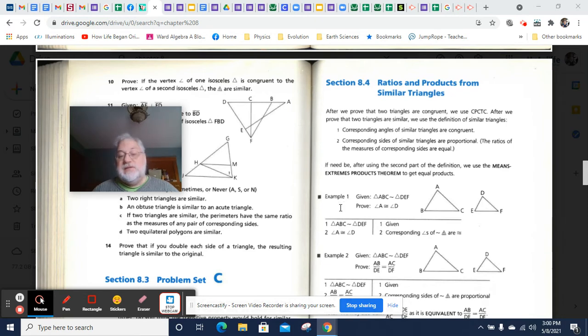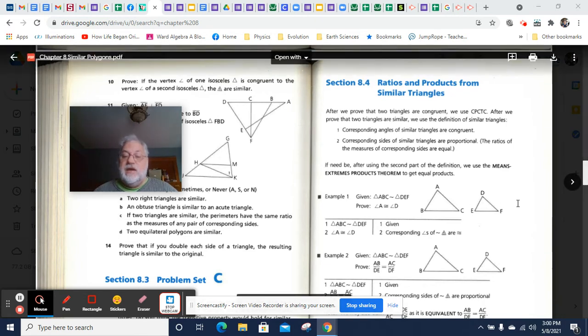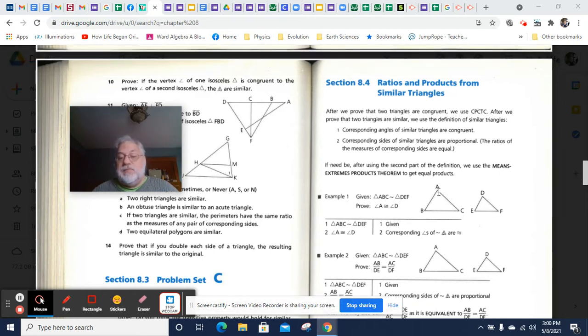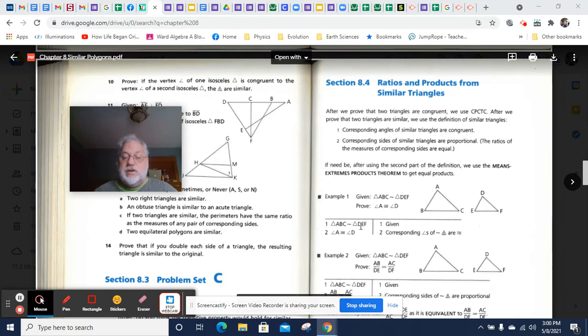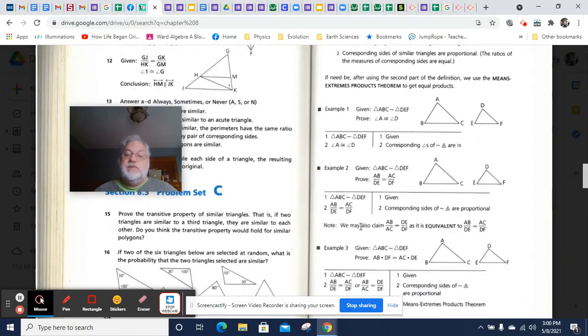So in example 1, we've been given that triangles ABC and DEF are similar, and we're supposed to prove that angle A is congruent to angle D. Well, the corresponding angles of similar triangles are congruent. So A and D are corresponding, and so they're therefore congruent.